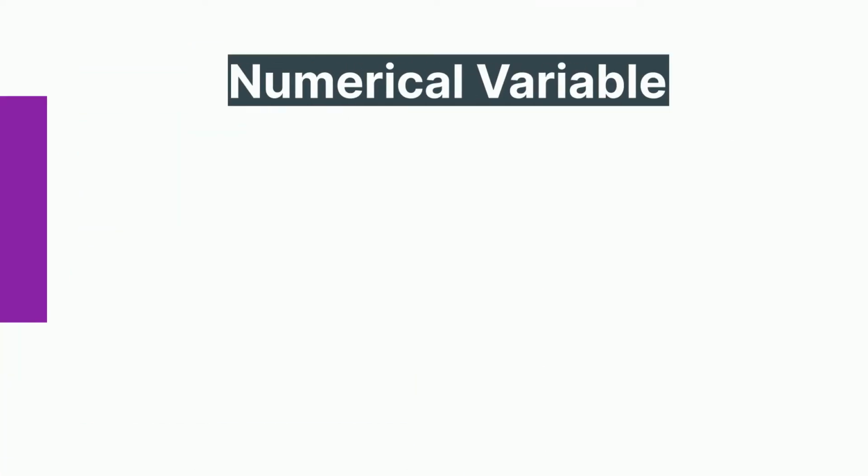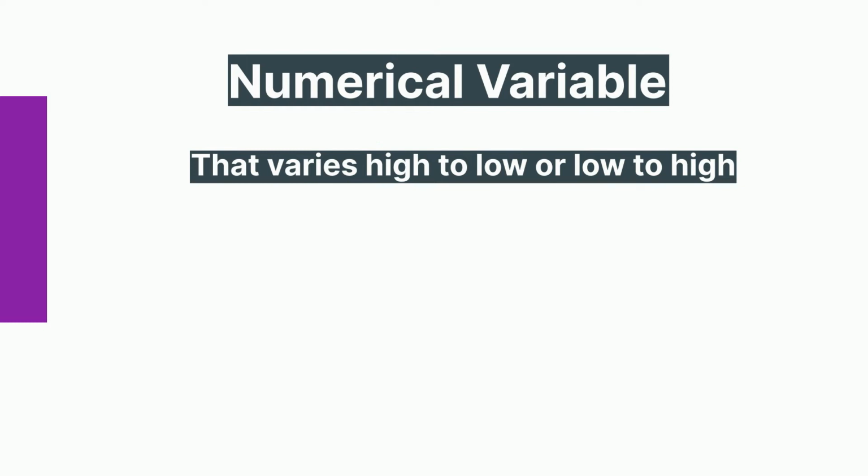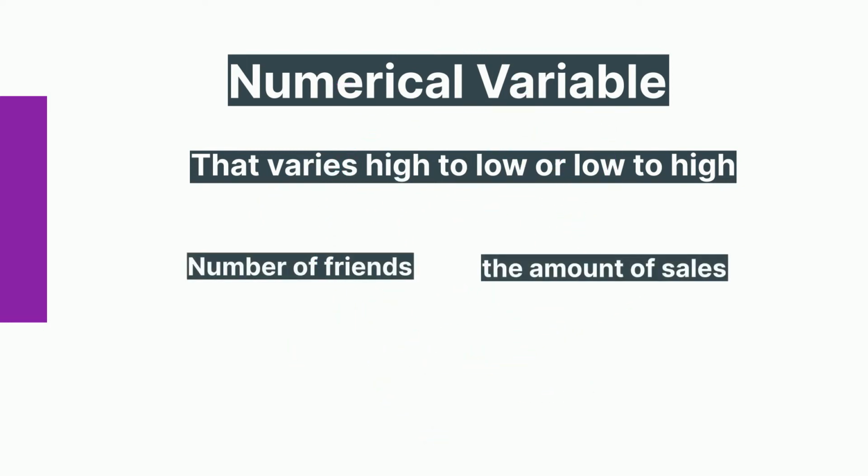First of all, we have numerical variables, which is something that varies from low to high or from high to low. So examples could be the number of friends, the amount of sales, or body weights. The levels of these variables are numbers, and these levels vary from low to high or high to low, depending on how you look at it.